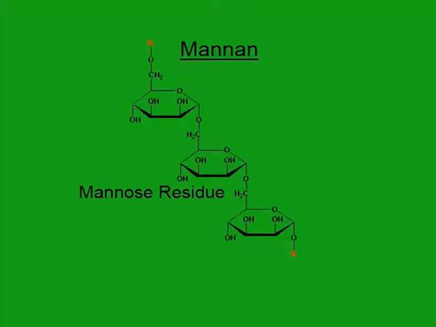Apart from them, there are mannans. Mannans means polysaccharides having mannose subunits, or mannose monosaccharides. There are alpha mannans and beta mannans. That means an alpha glycosidic bond in alpha mannans and a beta glycosidic bond in beta mannans. Alpha mannans are present in the yeast cell wall. Beta mannans are present in microfibrils of the algal cell wall.